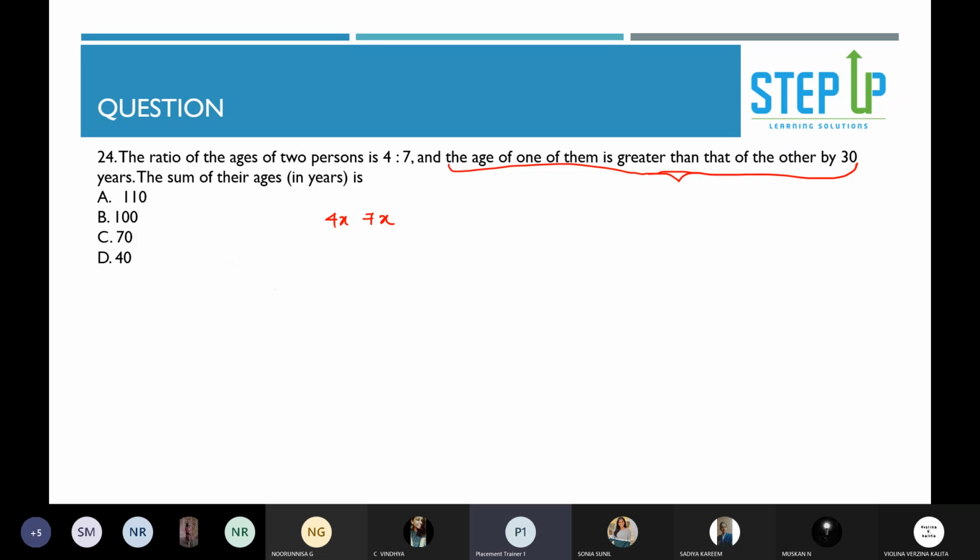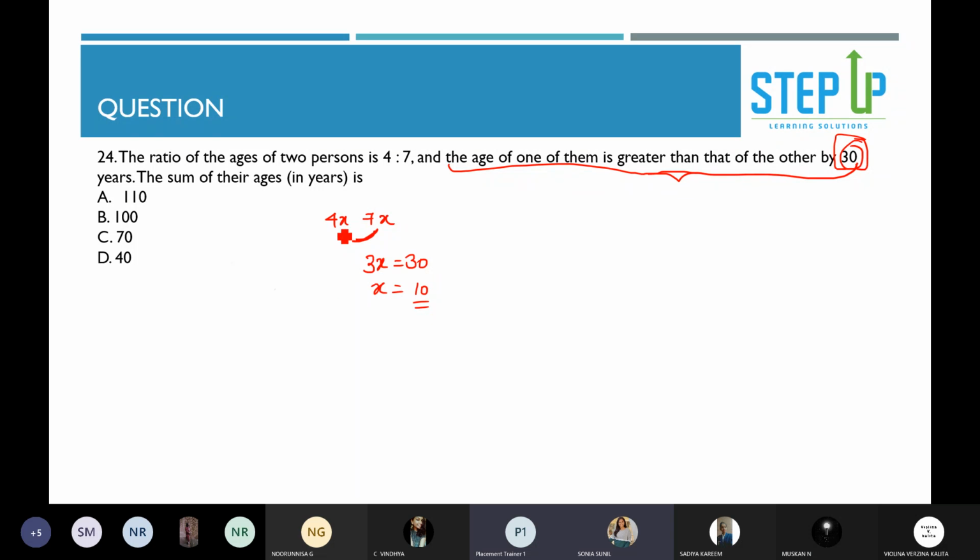Can I say age difference? Yes. Do you agree with that? The age of one of them is greater than that of the other by 30. It means that the age difference is 30. In the form of ratio, 4x and 7x, what is their age difference? 3x. And this 3x is equal to what, according to the actual condition? 30. So x is equal to what?